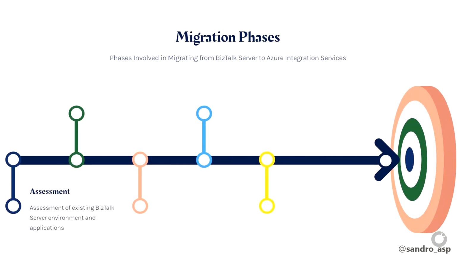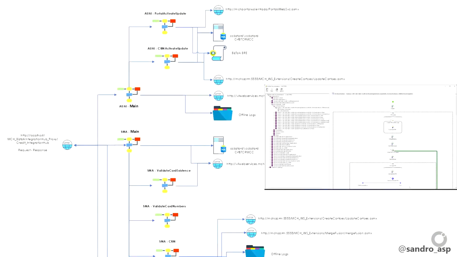The first thing that you need to do is assess your BizTalk environment, okay? Do not go and jump that. You need to do an assessment of what exists and do the documentation. So this is kind of an example of that. And let me show you here some examples.